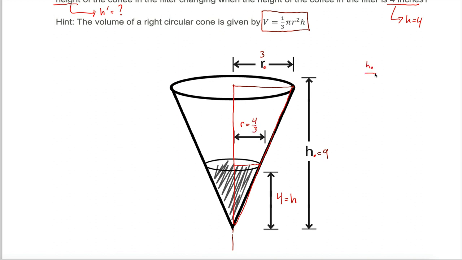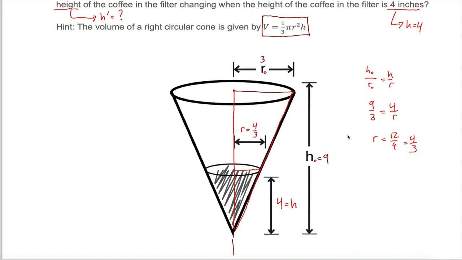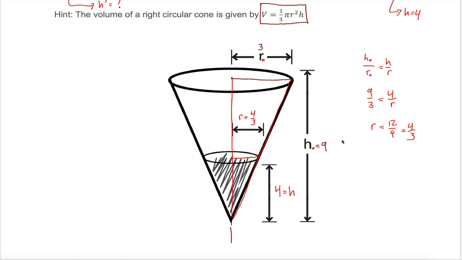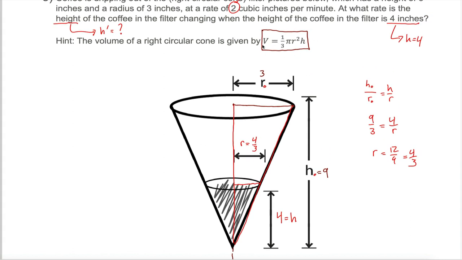If you want, H0 divided by R0 has to be the same as H divided by R because we have similar triangles. So 9 over 3 has to be the same as 4 divided by this thing I don't know, R. And so if you multiply the R up to the top over here, the 3 over here and the 9 here, you get that R is equal to 12/9, in other words, 4/3. Anyways, the first challenge with this problem is there's lots of information given and some of it won't come directly into play. It's this H and this R that we're concerned with. The good news is we're given the equation that relates together V's, H's, and R's.